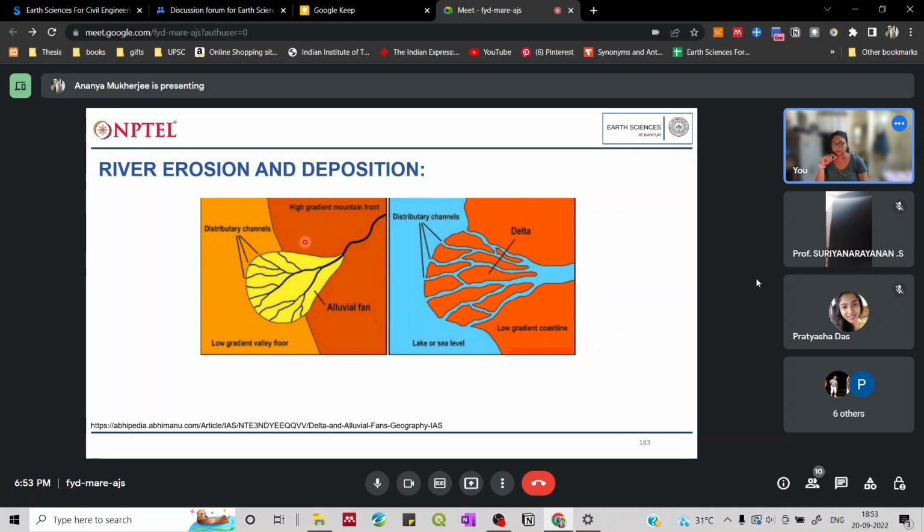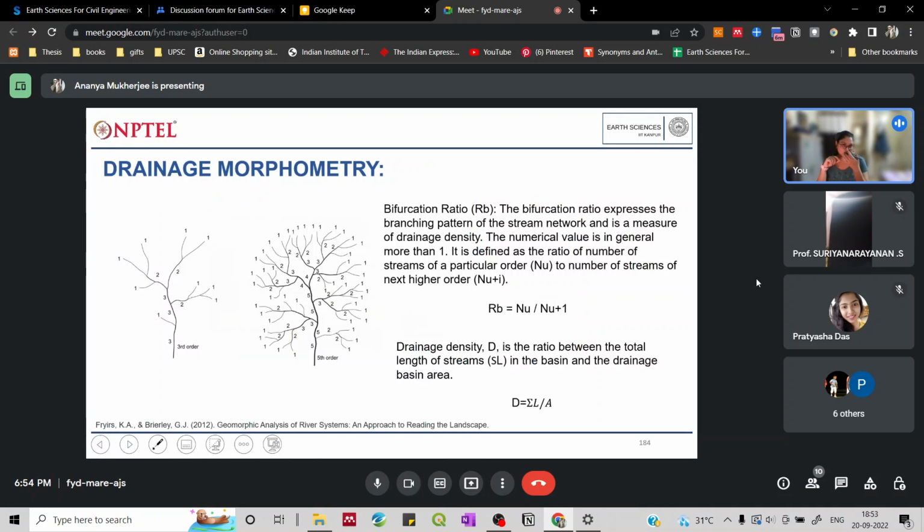Now we come to drainage morphometry. Why this is important for us to know is that we need to understand how dense the drainage of the entire river basin is.